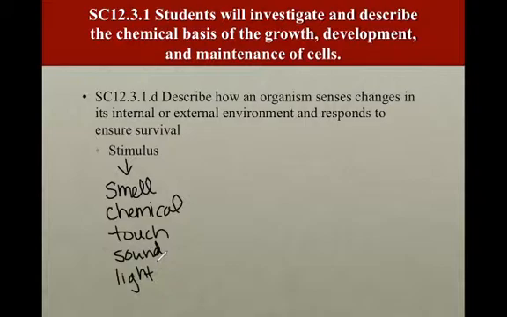Autotrophic organisms. Did you guys learn about the plants that will grow towards the sun, like sunflowers and stuff? Yep. This light is the stimulus. Anything else?